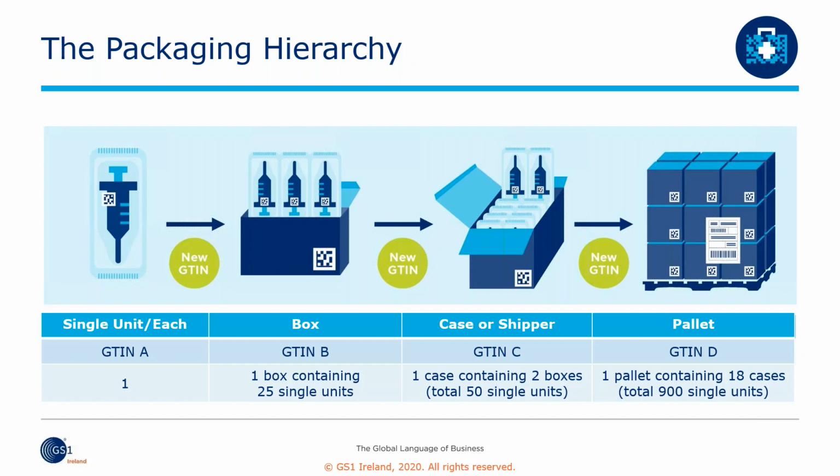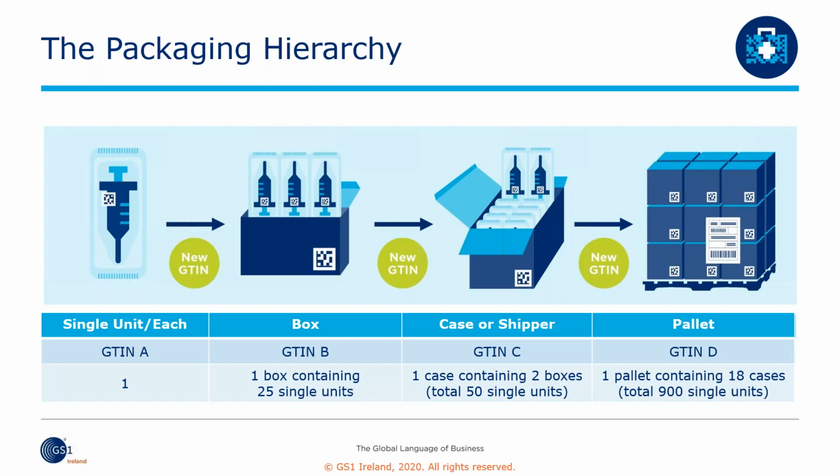And again, it is assigned its own GTIN, which is represented here as GTIN A. Then next we have a box which contains 25 of these single units. This may be how the items arrive to the hospital warehouse or storeroom, and again has its own GTIN.